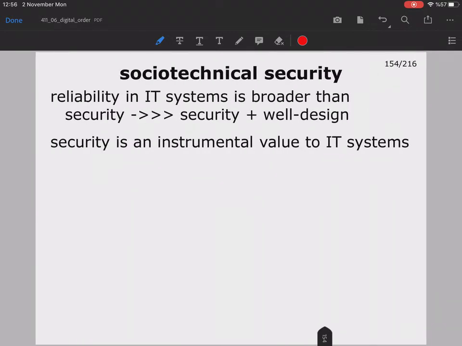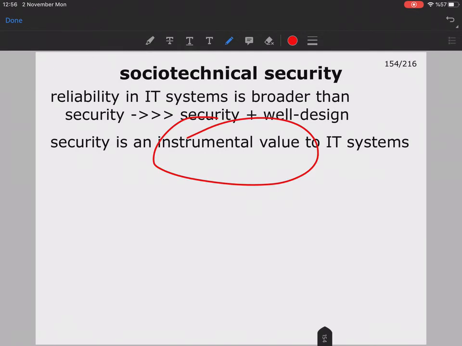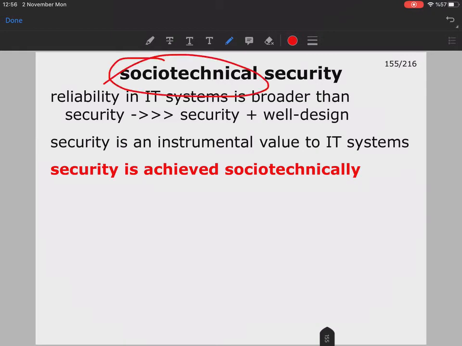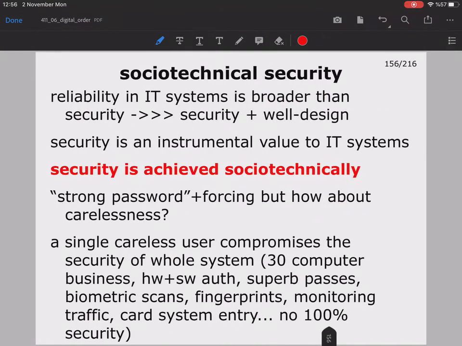Sociotechnical security is pretty important in this sense. Reliability in IT systems is broader than security and good design. And we should keep in mind that security has an instrumental value to IT systems. So it's very important. But since it is partially related to humans, security can be achieved sociotechnically as well. We should keep that in mind.